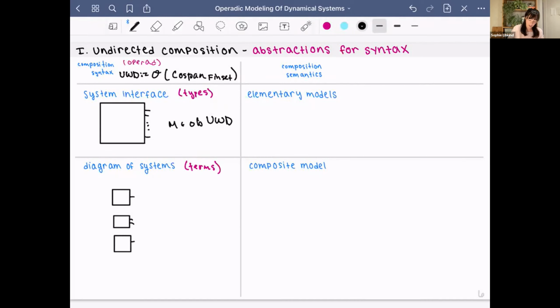thinking back to the last slide, this is going to be a morphism in UWD from 1, 2, 1 to, and we draw our target type as an outer box, we'll say something with 2 ports.